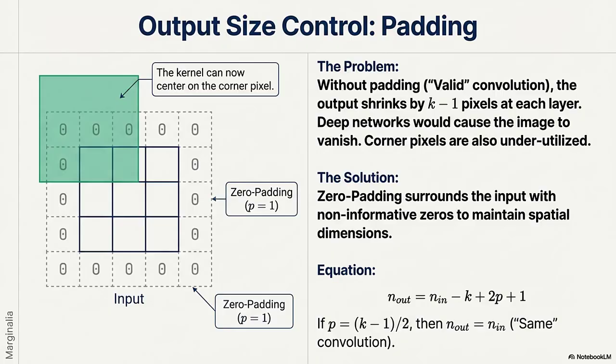The fix is wonderfully simple. We just add a border of zeros around the input. This is called zero padding. It does two things for us. It lets us control the output size, and it makes sure the pixels at the edges get their fair share of attention. And as you can see from the equation, we can even calculate the perfect amount of padding to make the output dimensions exactly the same as the input.